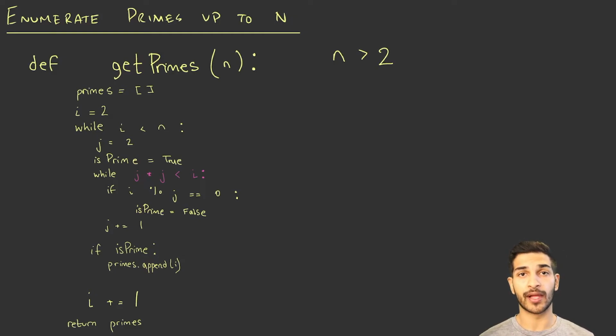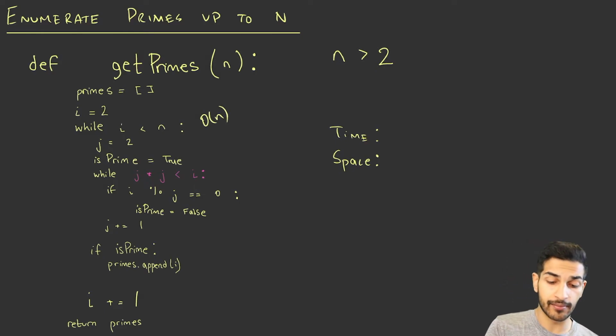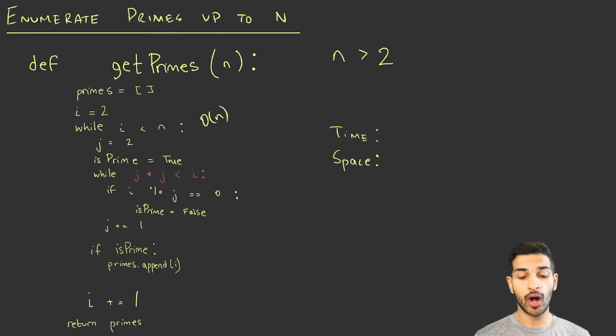Let's analyze the time complexity of our function. The outer loop goes from I equals 2 all the way to I equals n, which means that it runs in approximately linear time. Our inner while loop runs from j equals 2 all the way up to the square root of I, which runs in approximately the big O of square root n. Then, if we multiply these two together, we get big O of n times the big O of square root n. So we can just add the powers up, and we have big O of n to the 1.5.